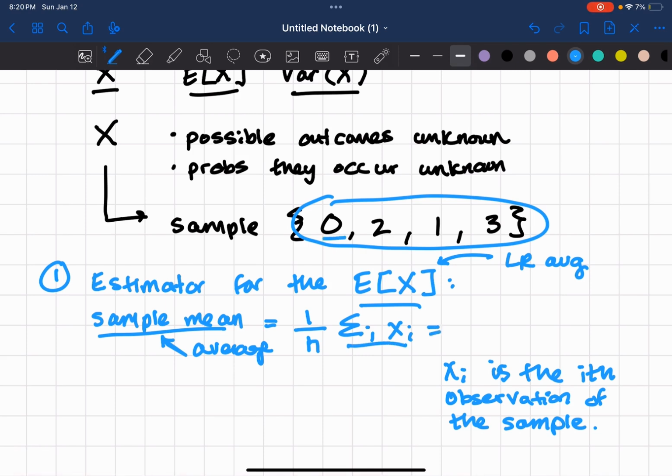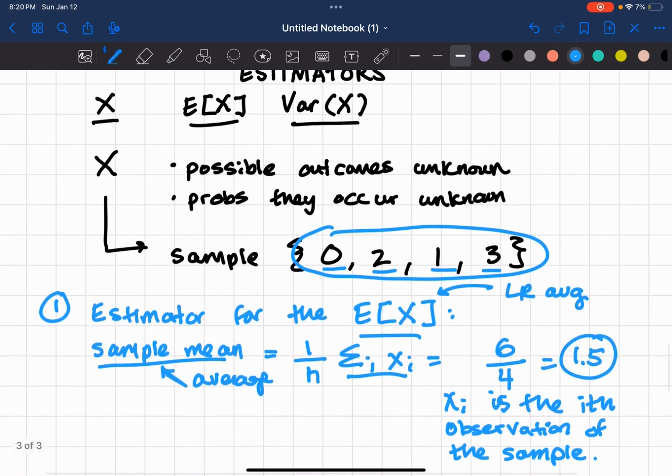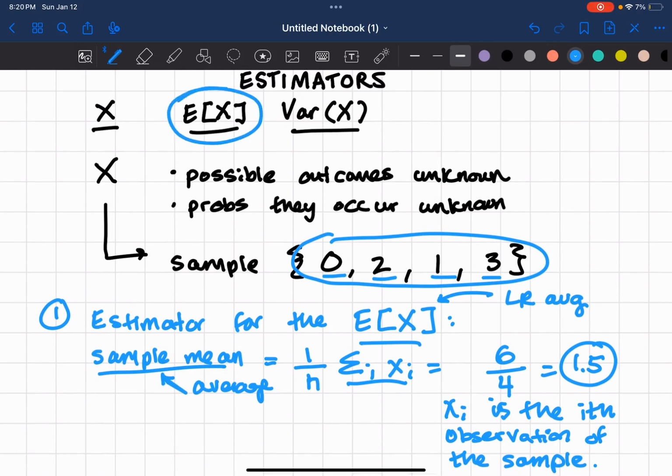So you add up the sample, and then you divide by n. Here, we're adding 0 plus 2 plus 1 plus 3, so that's 3 plus 3, which is 6. And divide by the total sample size. There are 4 values here. So n is 4, and that simplifies to 1.5. Our best guess for the expectation of the random variable x is 1.5.